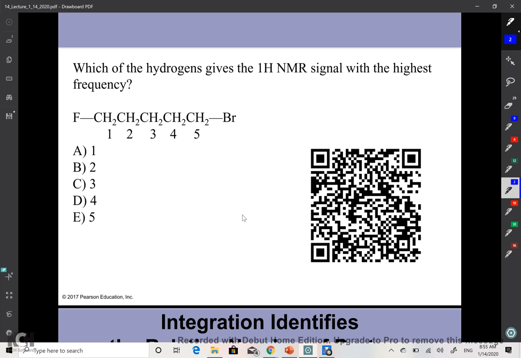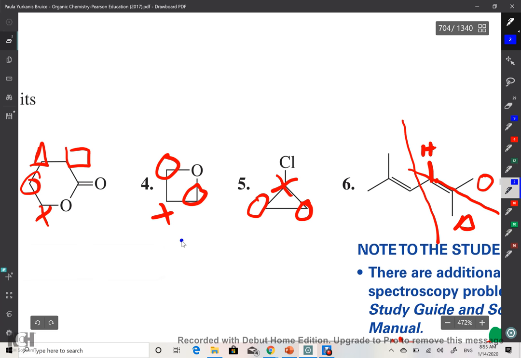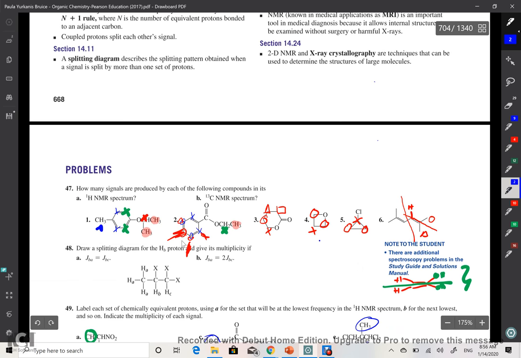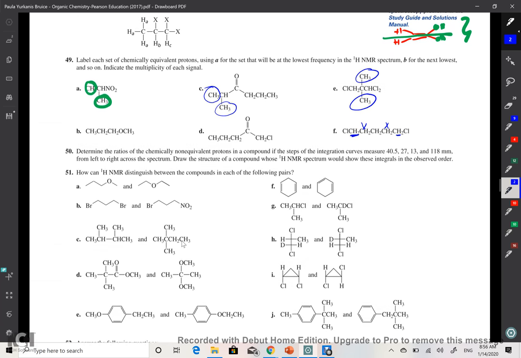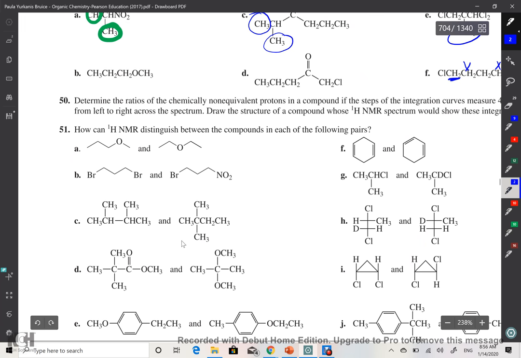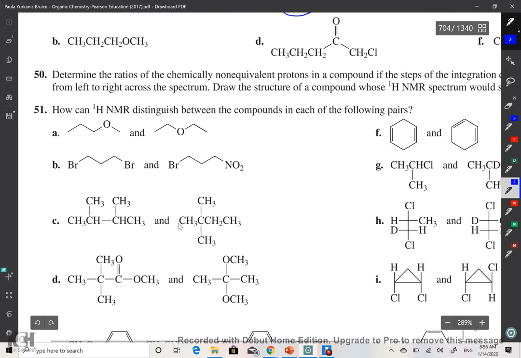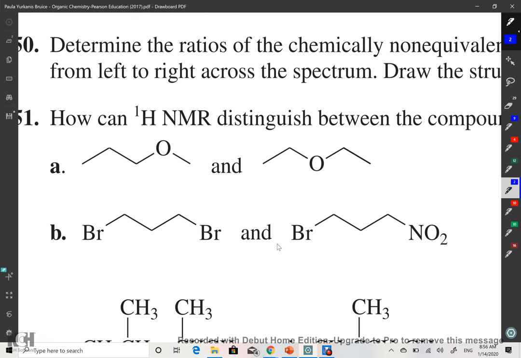Okay, so let's see if I can continue pumping you guys with NMR information. So I'm going to your textbook. Let's go back to your textbook. Number 51. Let's look at number 51 from your textbook. It says, how can the proton NMR distinguish between the compounds in each of the following pairs? Let's do A and B only. How will you use NMR to distinguish them?